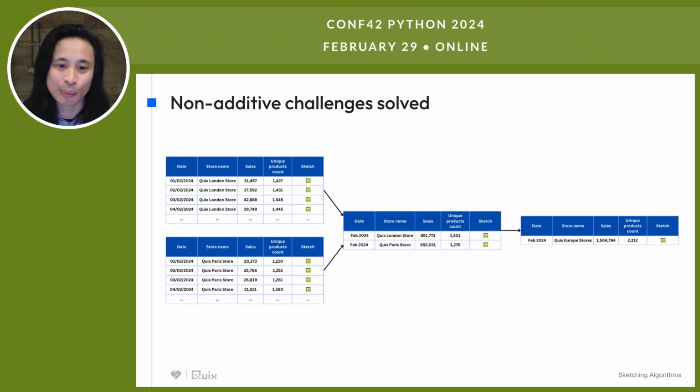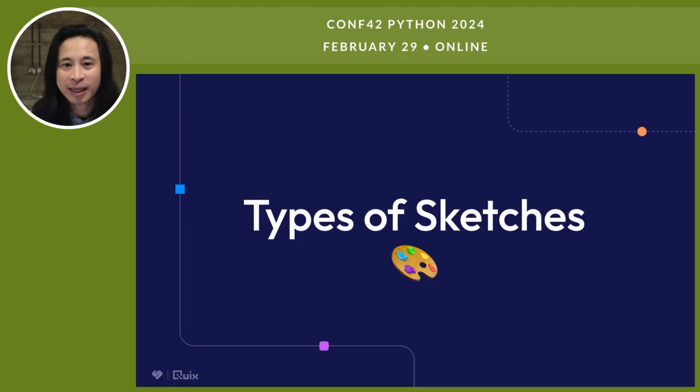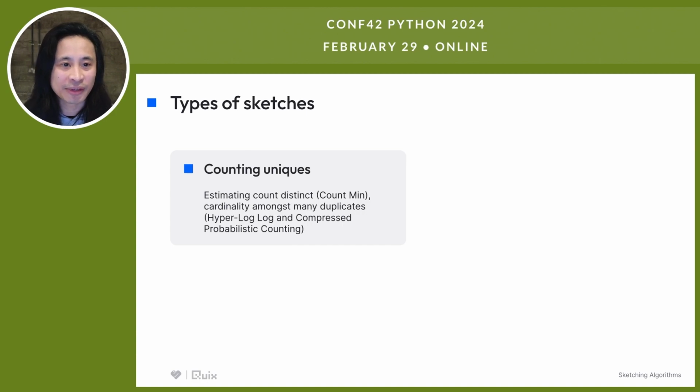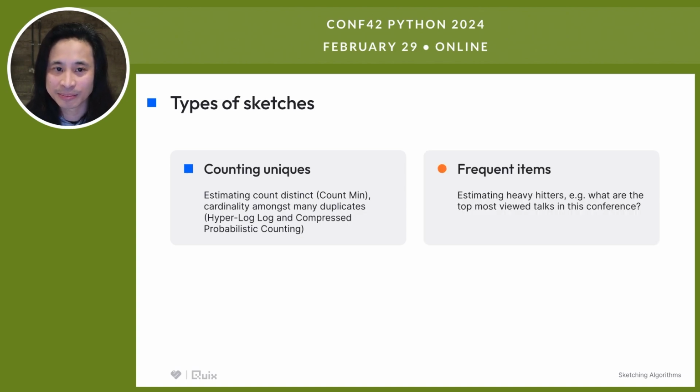And this is really why mergeability with sketches is such a superpower. So let's have a look at some of my favorite sketches. So the first is counting uniques. So the ones I really like are the ones that estimate count distinct. There's one called the count min sketch, also for estimating the cardinality amongst many duplicates. For that you have HyperLogLog and you have compressed probabilistic counting sketches.